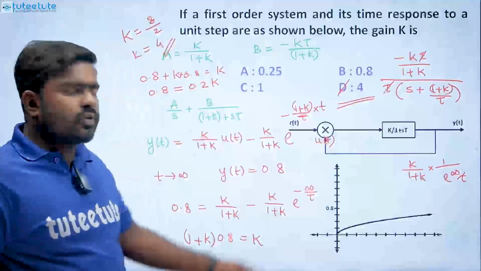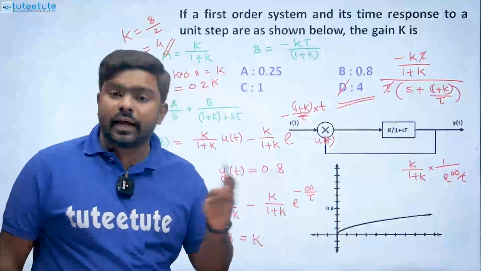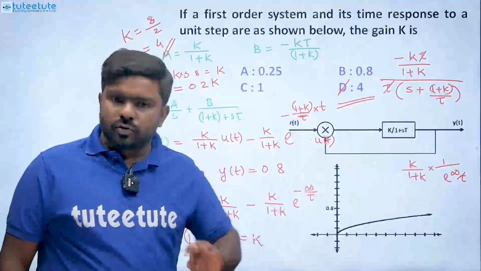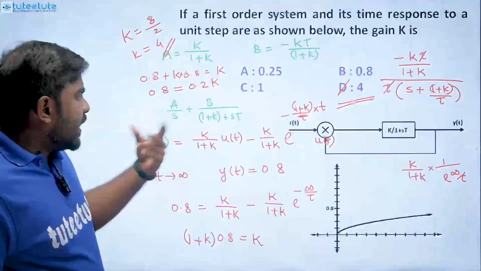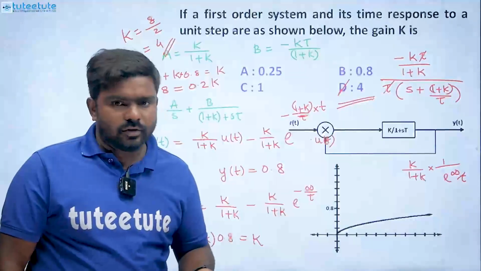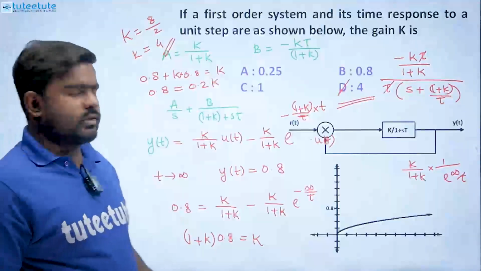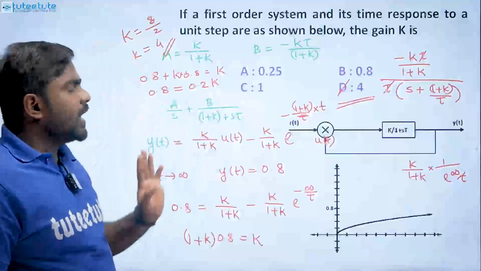So this is how you solve it. It is a time-taking question. It may be asked as a GATE 2-mark question. Sometimes it may take time, so you have to be careful. I took around 3 to 4 minutes, so you should not be taking such a long period of time for solving a particular question. So here you got the answer as k equal to 4.